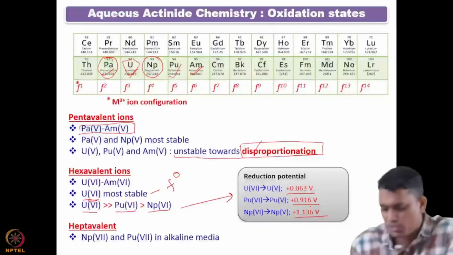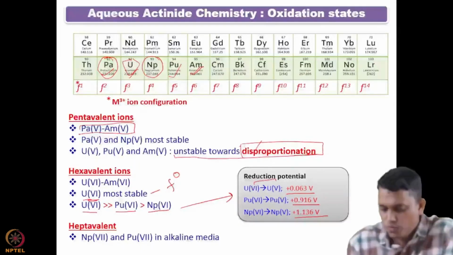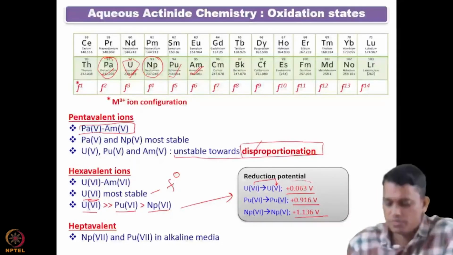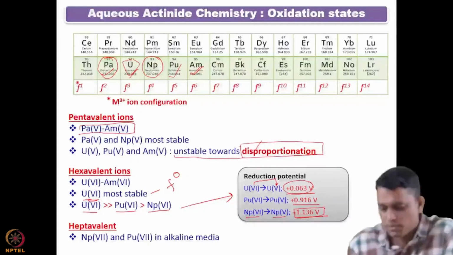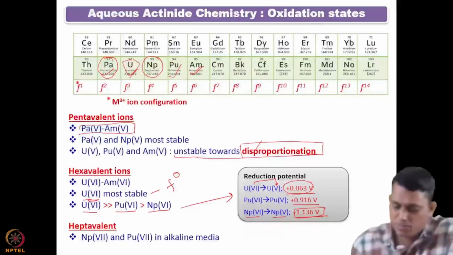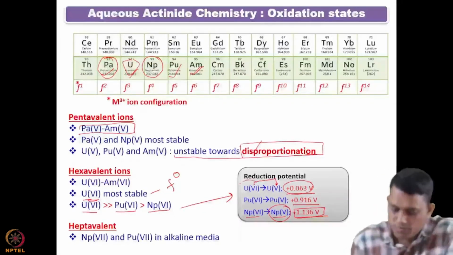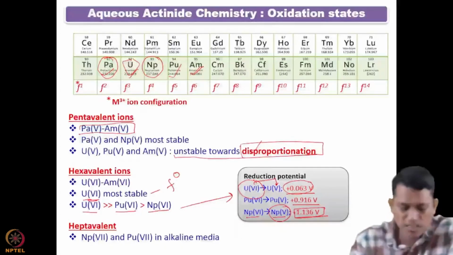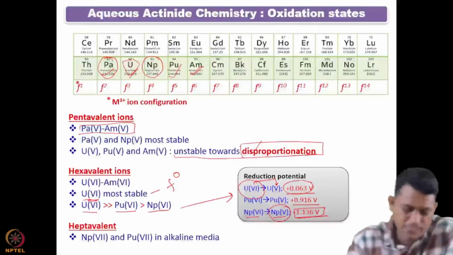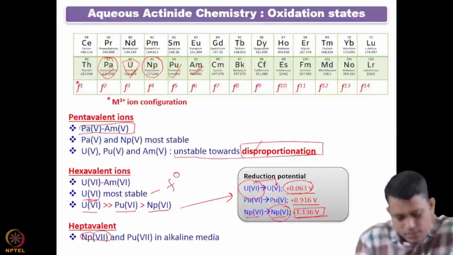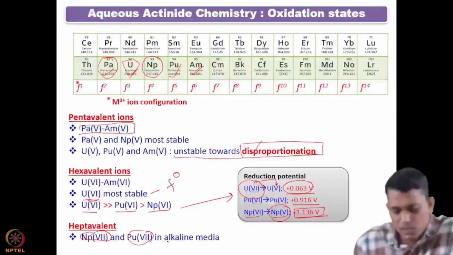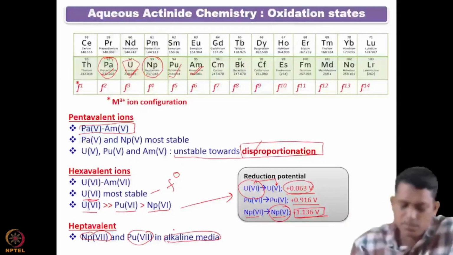And that can directly be seen from the corresponding redox potential. If you see, the reduction from 6 to 5 is not very much feasible. It is only 0.063, so delta G is not very feasible. But when we talk about neptunium 6 to neptunium 5, this is very much feasible. So that explains the trend: why neptunium 5 is so stable and uranium 6 is so stable. When we talk about the heptavalent or +7 state, the possibility is neptunium and plutonium, and that too in alkaline medium. In acidic medium, they do not exist as a heptavalent ion.